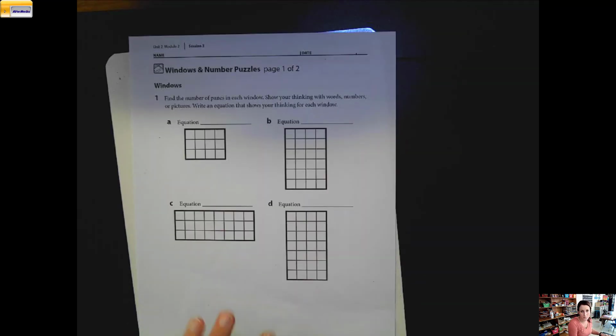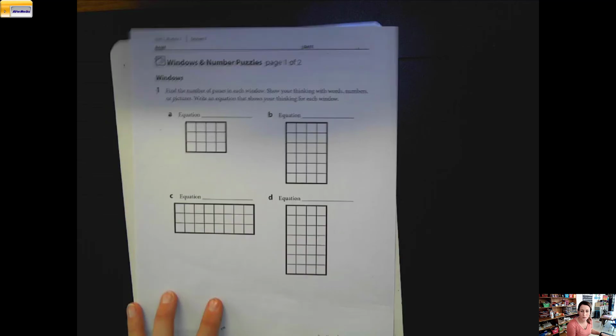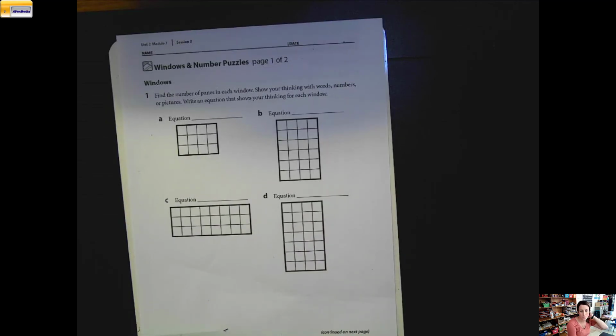What you guys are going to do today for your practice page is page 49 from your workbook. It looks just like this. It says, find the number of window panes in each window. Show your thinking with words, numbers, or pictures. Write an equation that shows your thinking for each window. So how are you going to solve this? What is the multiplication equation?